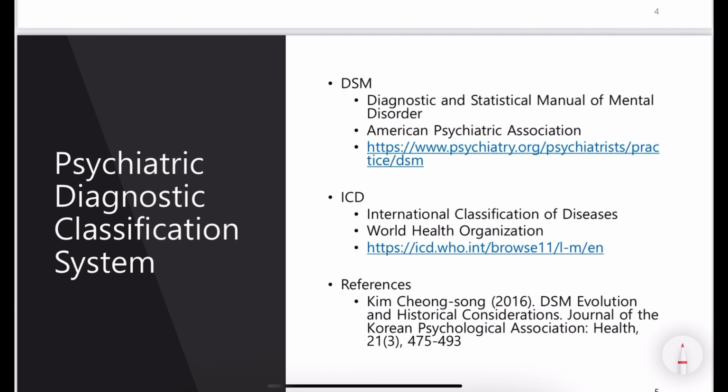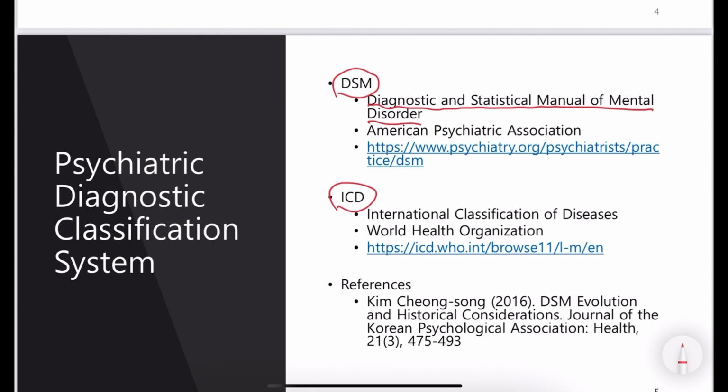First, let's talk about the psychiatric diagnostic system. There are two main systems here, DSM and ICD. You may have heard of them before. DSM stands for Diagnostic and Statistical Manual of Mental Disorders. In Korean, 정신장애의 진단 및 통계 편람. It is published by the American Psychiatric Association and is most widely used in the United States and Europe.